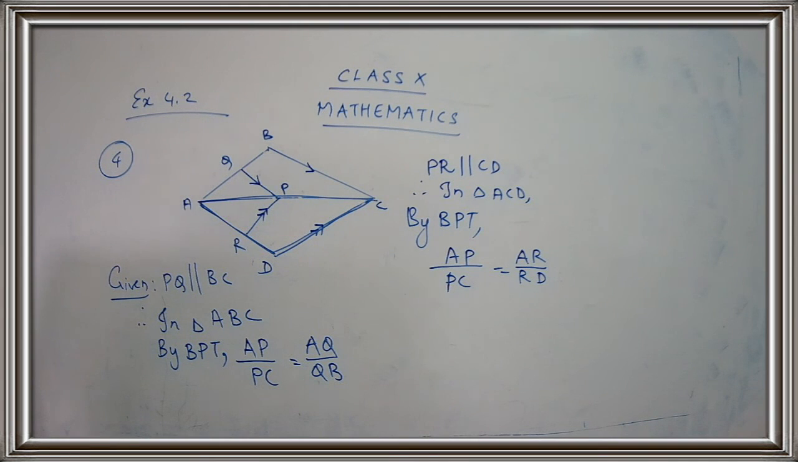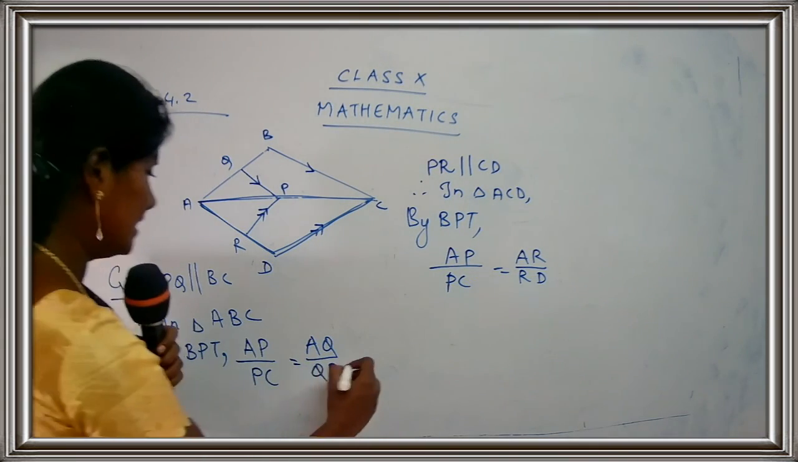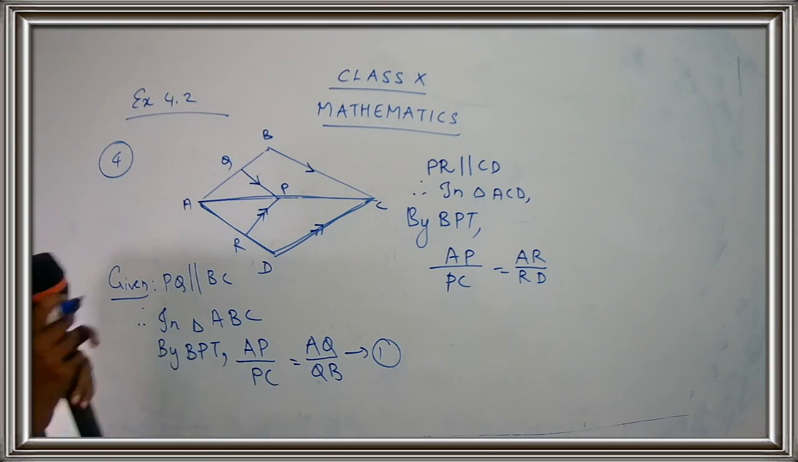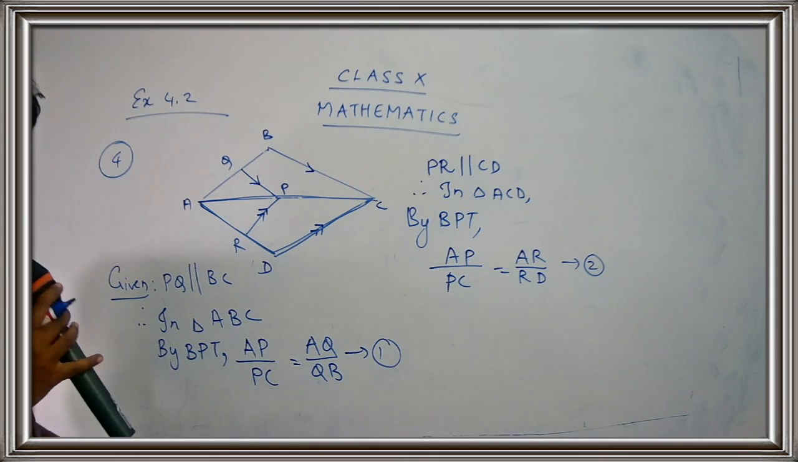Okay, what was the thing that we have to prove, children? What was the first part? We have to prove AR upon AD is equal to AQ upon AB. Mostly we have arrived at the proof part, yes? So just take this as number 1, children. Put this as number 1. And put this as number 2. Just observe the ratios carefully.